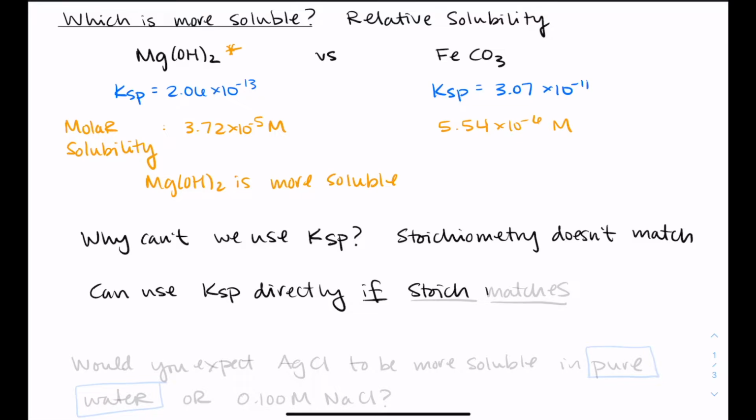Now, if the stoichiometry matches, you can just compare the KSP. So if it was iron carbonate and then something else that just had a 1-to-1 ratio, something like barium carbonate, which is also insoluble. Iron carbonate versus barium carbonate, you could compare the KSP, but iron carbonate versus magnesium hydroxide, you cannot. All right, so this is how you compare solubility.